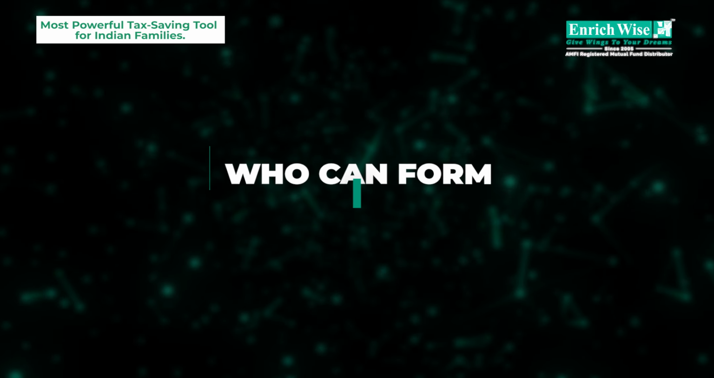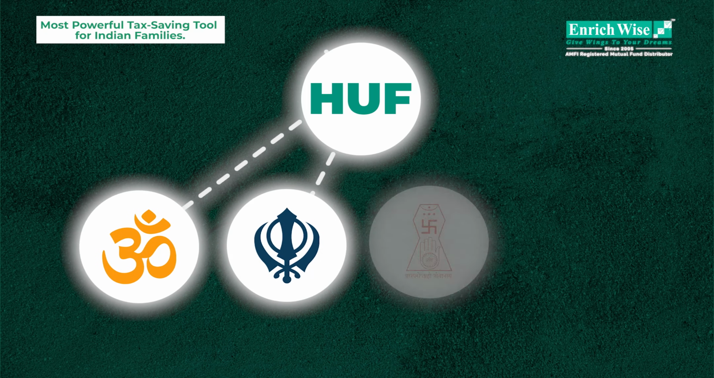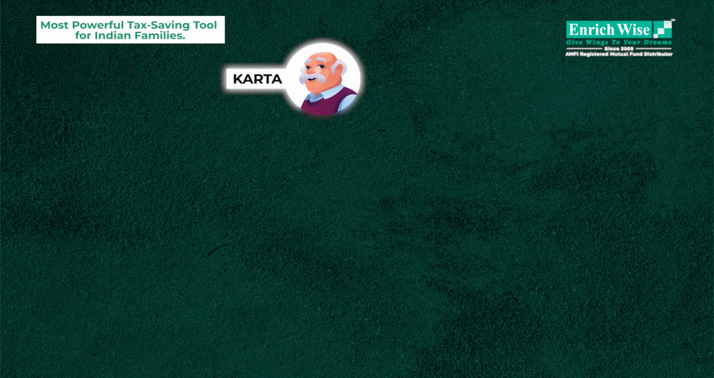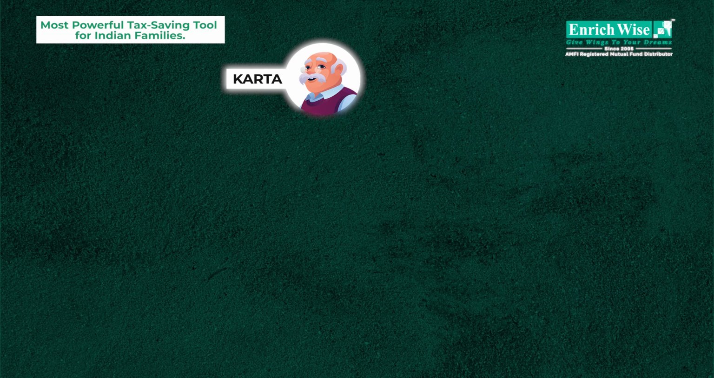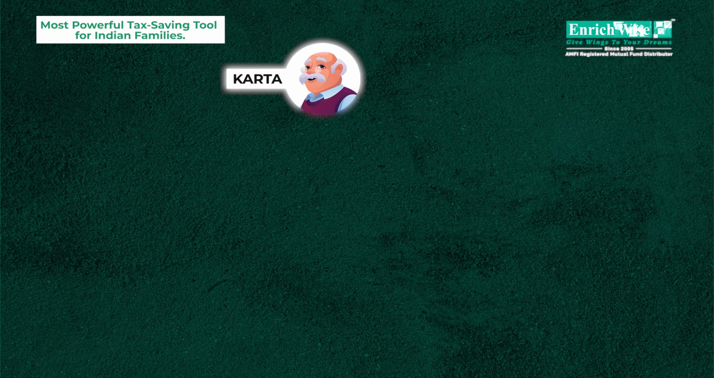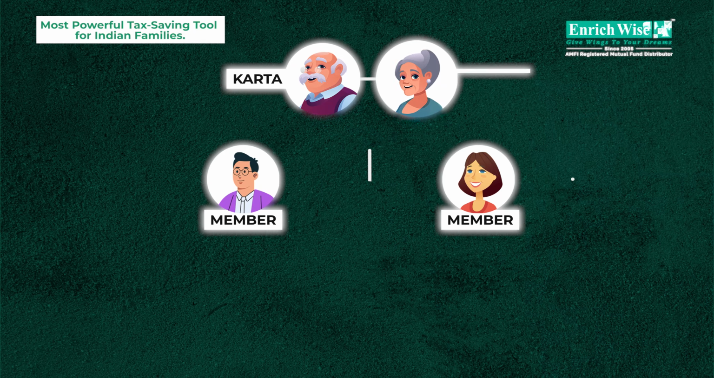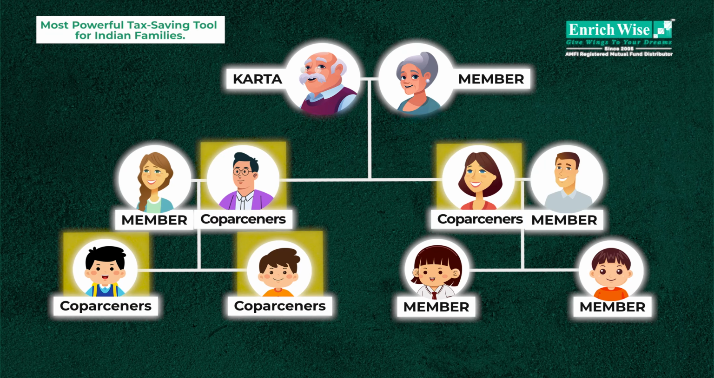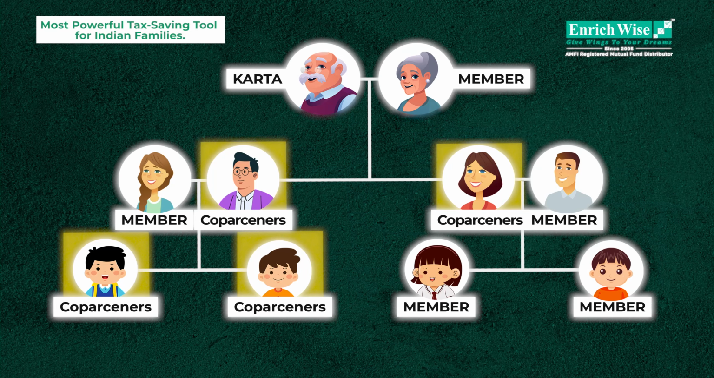First, let's discuss who can form an HUF. Individuals from Hindu, Sikh, Jain and Buddhist communities can form an HUF. Who is a Karta? The senior most member, traditionally the eldest male member, manages the HUF. Now, who are members? Members include all family members like sons, daughters, spouse, etc. Who are co-partners? A subset of members who acquire the right to family property by birth, both male and female descendants.